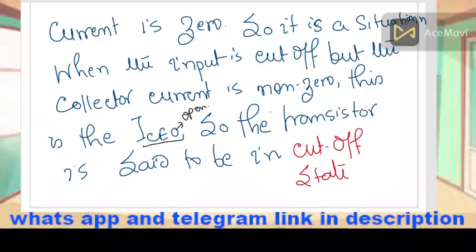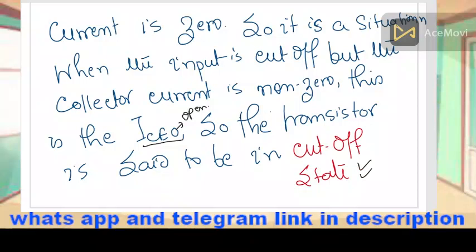Why is it called the cutoff state? Because it is the state when the input is cut off, but a current is still flowing. This ICEO, the open circuit current, has a special significance in semiconductor devices. It is called the leakage current or the dark current, and it is due to the minority charge carriers flowing due to temperature effects. I will discuss in detail the temperature effects on the transistor. So this is the state of the transistor called cutoff.